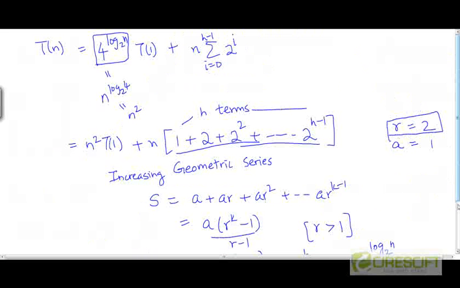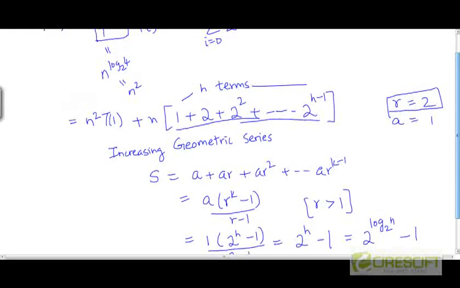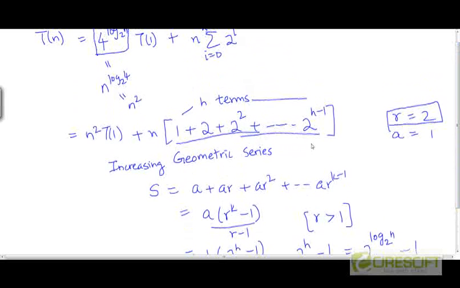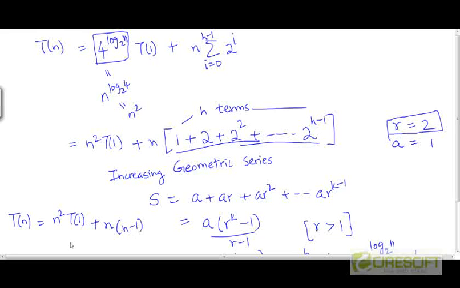So this simplifies to n minus 1 because 2 to the power log of n base 2 is just n. So S, or the summation, is equal to n minus 1. So T of n is n square times T of 1 plus n times the value of this summation, which is n minus 1. And you can see that this is a quadratic expression, and so T of n is going to be theta of n square.